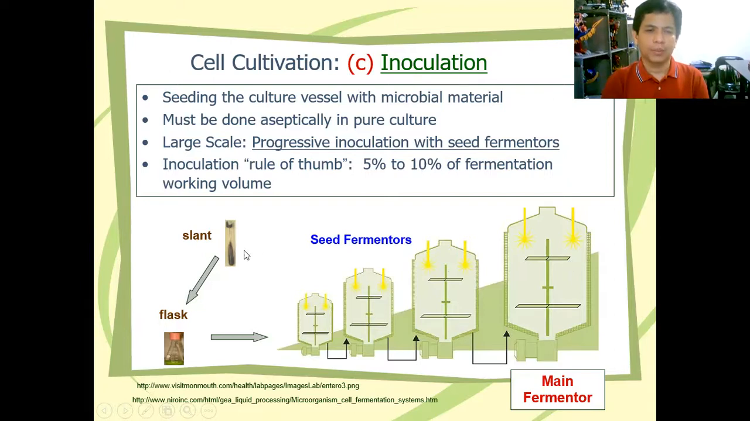Okay? So we started with a slant. Ito yung slant, ito yung test tube. Dito yung ating culture, no? Usually we get this from microbiological banks like halimbawa biotech, nabibili yan doon, ano? Tapos papadamihin natin, tapos pag marami na sila, saka ita-transfer sa seed fermentor. Tapos pag ita-transfer nyo na ulit sa mas malaking seed fermentor, ang rule of thumb is 5% to 10% of fermentation working volume. Halimbawa itong second fermentor natin, 100 cubic meter. So lalagyan natin siya ng 5 to 10 cubic meter na inoculate, no? Na galing dito. Okay?